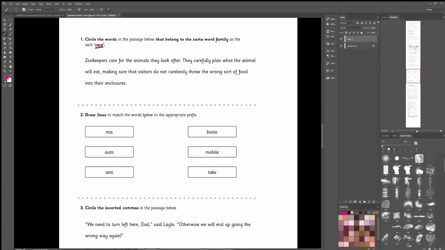Number 2, draw lines to match the words below to the appropriate prefix. Here are the prefixes: miss, auto, and anti. Miss implies some sort of mistake or something that's gone wrong. Auto is self or by itself, and anti means opposite. This is a little more tricky than the exercise on the last worksheet, but see if you can find it. Okay, do the ones that you know first and see what you're left with.